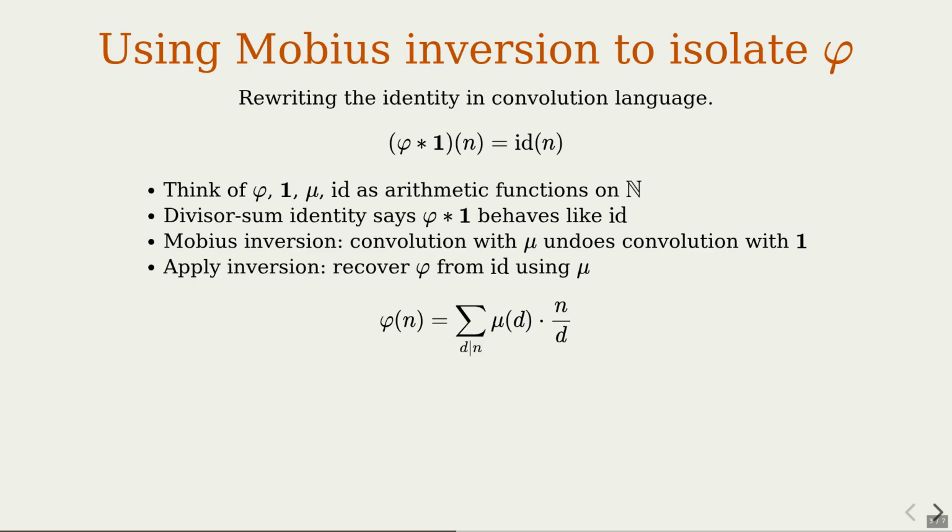Here is the concrete result. Phi of n equals the sum over all divisors d of n of mu of d times n over d. Nice! This gives an explicit recipe for computing phi of n just by knowing mu for its divisors.